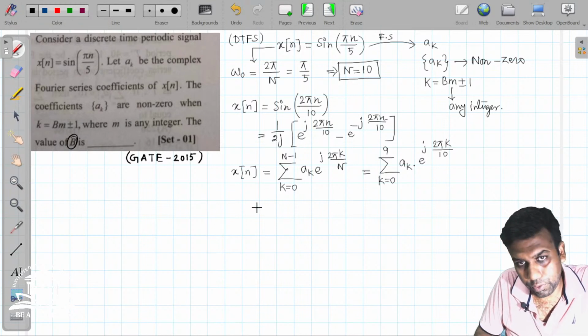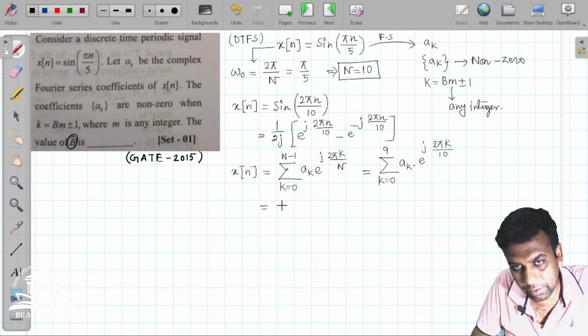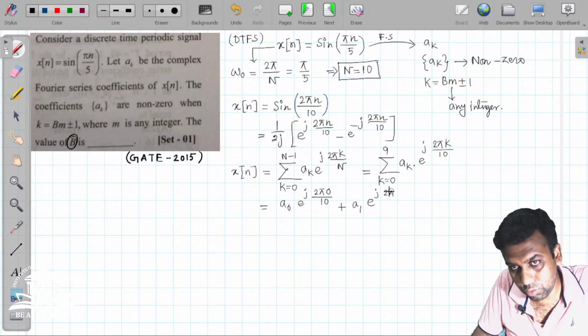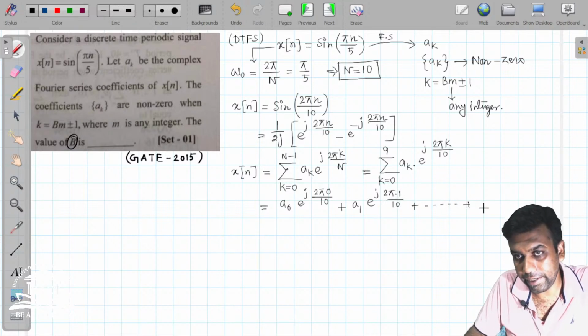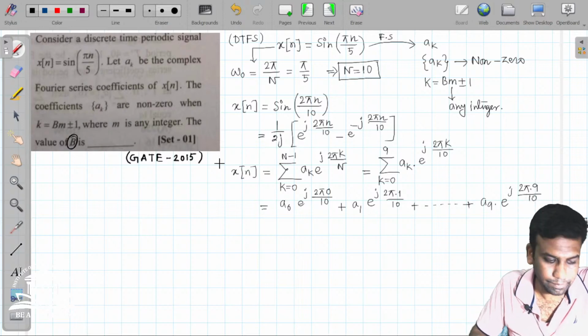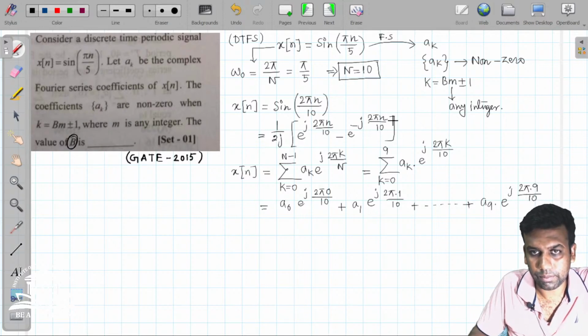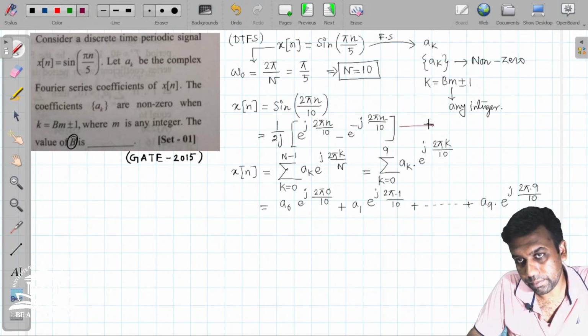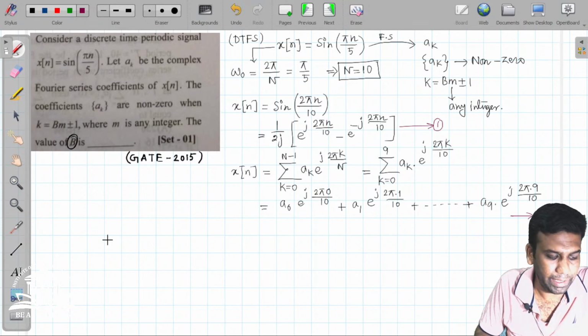Okay, so now if I put the values of different k, the first value will be a0 e to the power j 2 pi 0 divided by 10 plus a1 e to the power j 2 pi 1 divided by 10. In this process I can find the different terms, up to a9 e to the power j 2 pi 9 divided by 10. Now if I compare equation number 1 and equation number 2, I can find the values of A1.